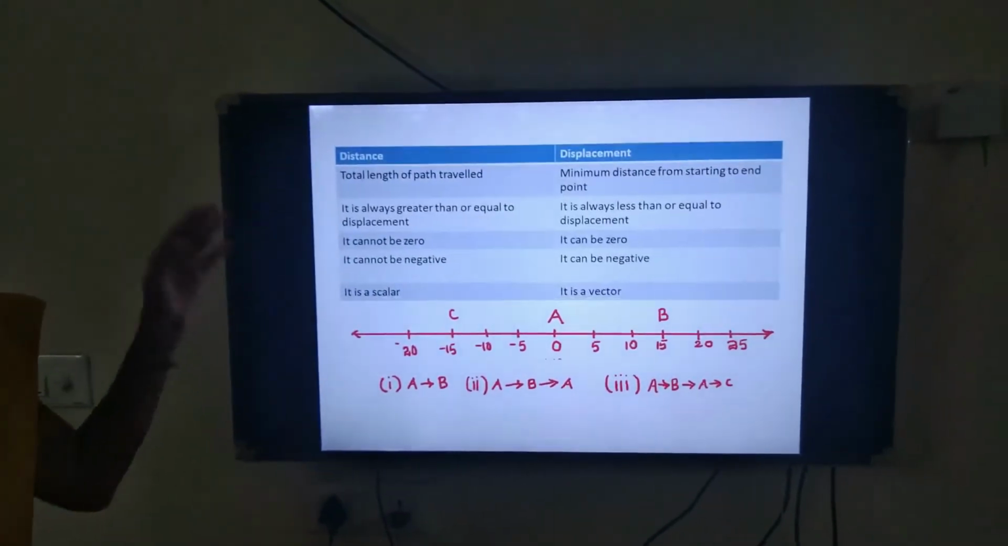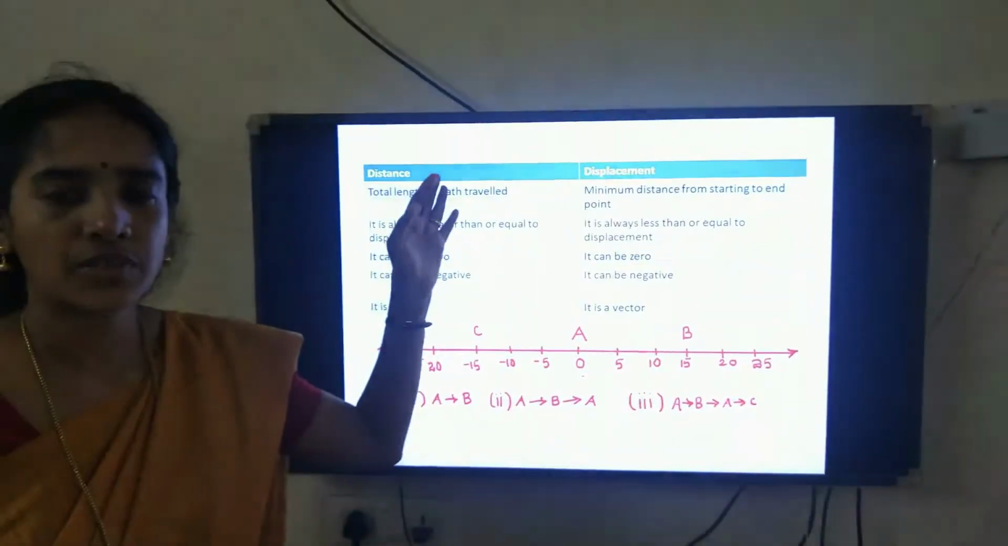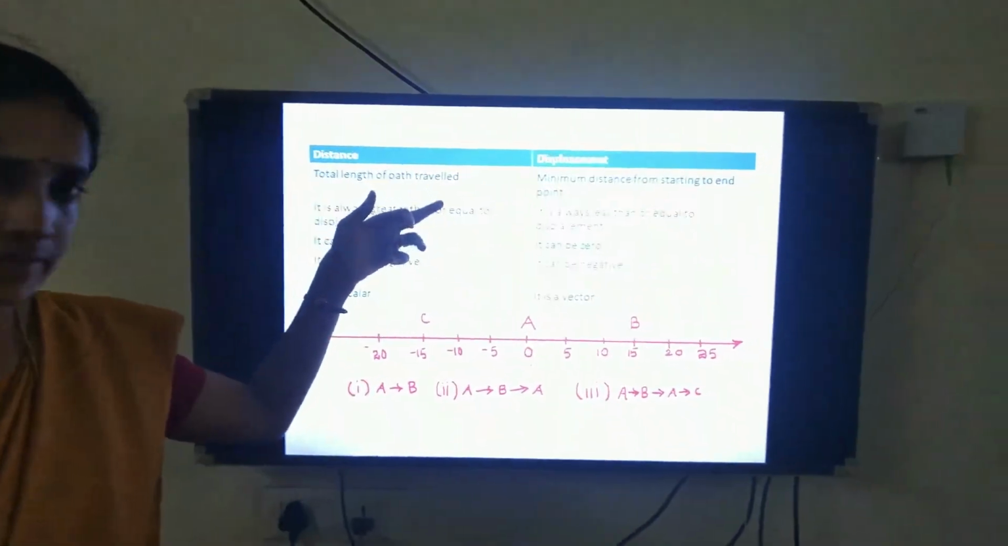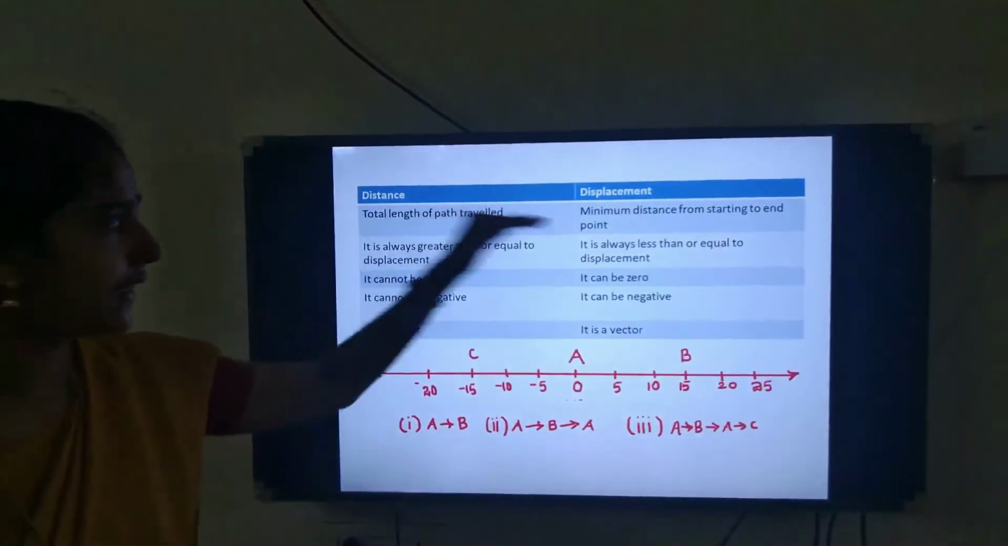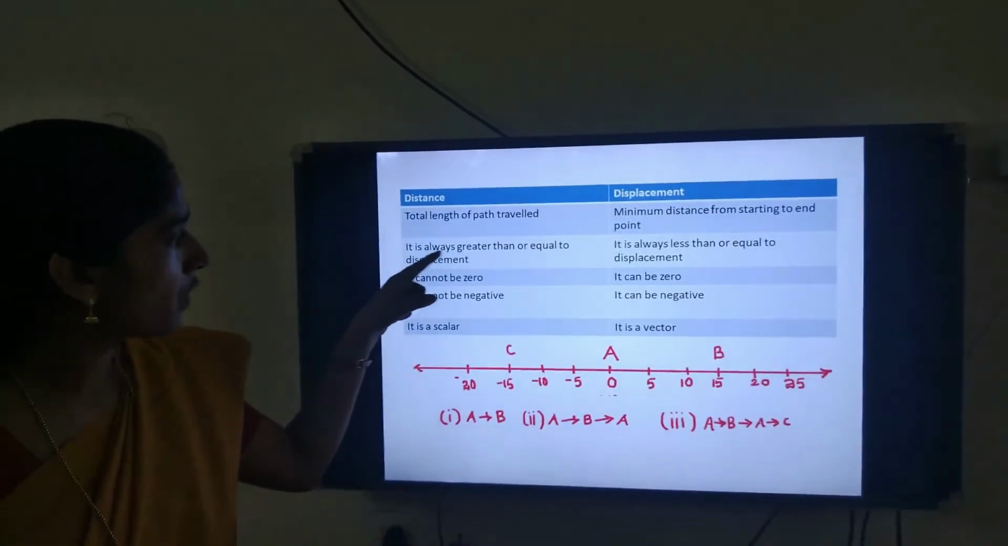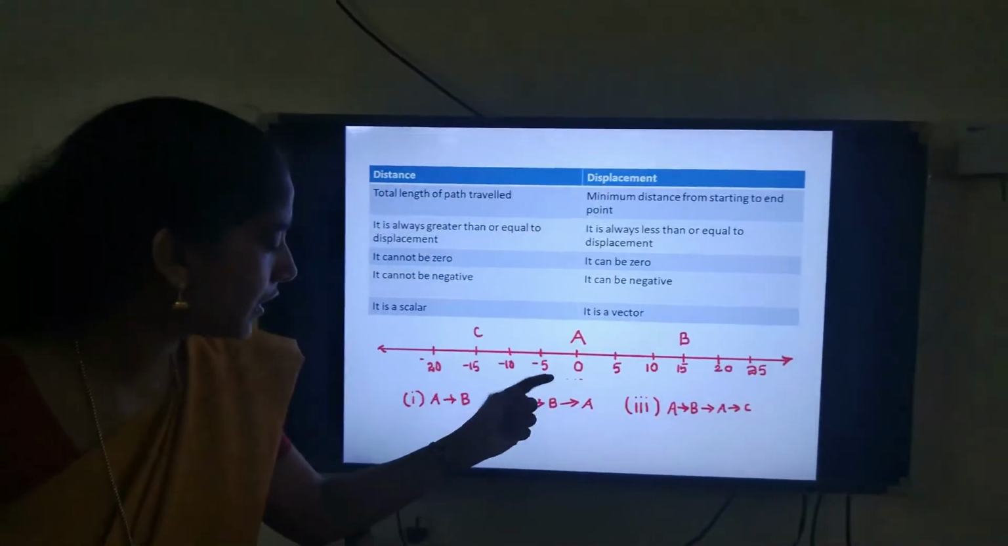Now next, let us have a comparative study of distance and displacement. You know the definition of distance. What is distance? Total length of path travelled. And what is displacement? The minimum distance from starting to end point. This is clear to us. And here you see distance is always greater than or equal to displacement. So for that, let's have a look at this figure.